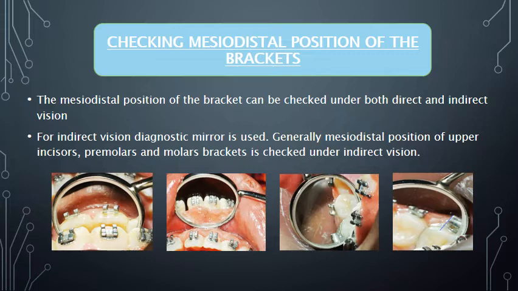Checking mesiodistal position of the brackets. The mesiodistal position of the bracket can be checked under both direct and indirect vision. For indirect vision, a diagnostic mirror is used. Generally, the mesiodistal position of upper incisor, premolar, and molar brackets is checked under indirect vision.